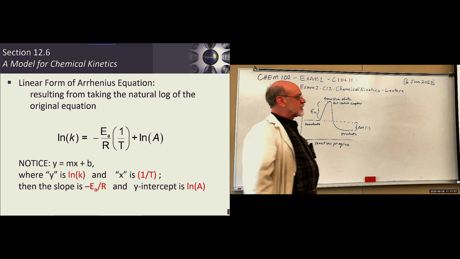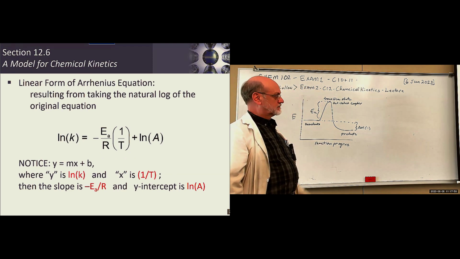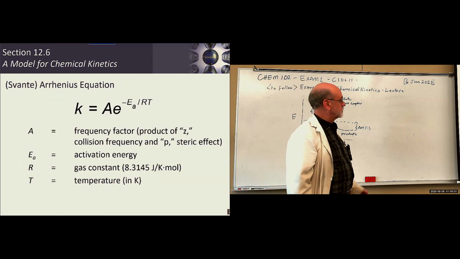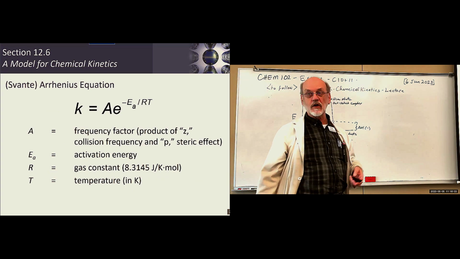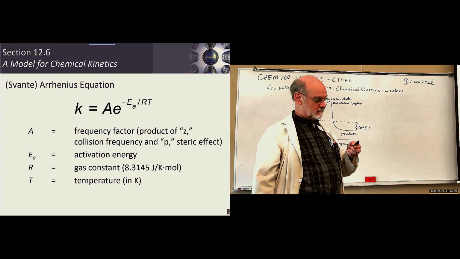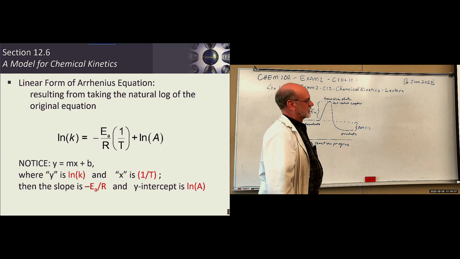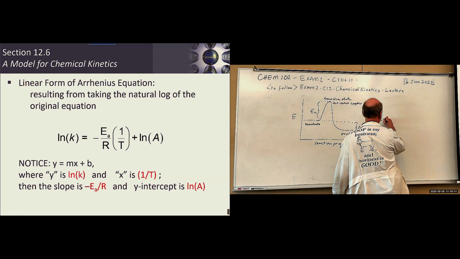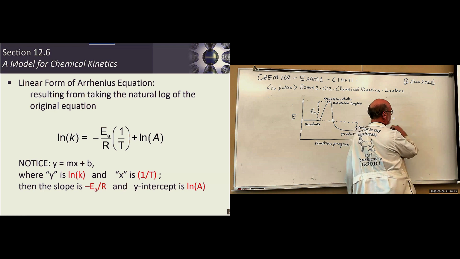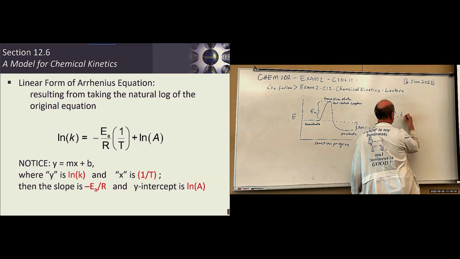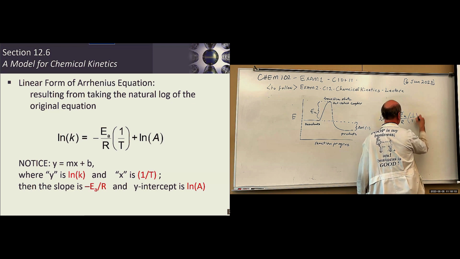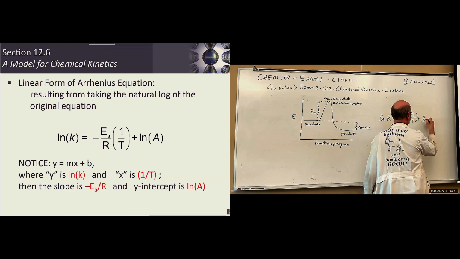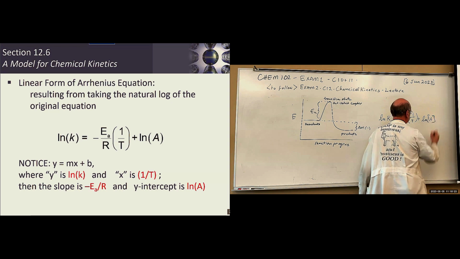So we rearrange the equation, right? And you can do that. From that equation, you just take the natural log of the whole thing and then reduce it. And you get a straight line expression, right? Y equals MX plus B.